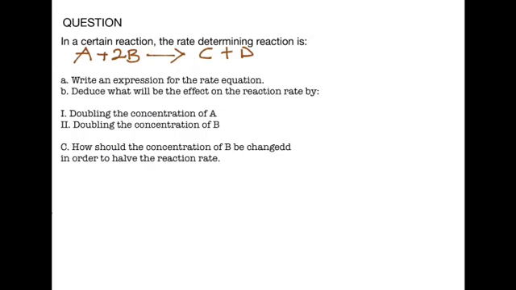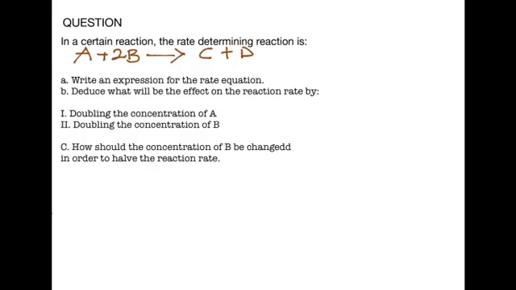This is a question on rate. It said, in a certain reaction, the rate determining reaction is A plus 2B giving C plus D. Part A says, write an expression for the rate equation. Part B, deduce what will be the effect on the reaction rate by (I) doubling the concentration of A, and (II) doubling the concentration of B. And part C said, how should the concentration of B be changed in order to halve the reaction rate?